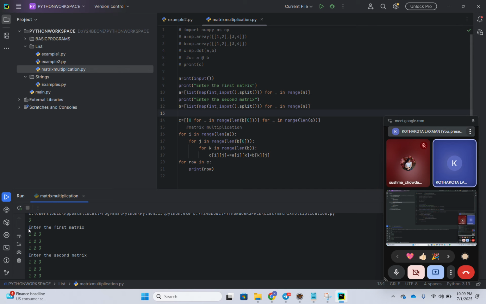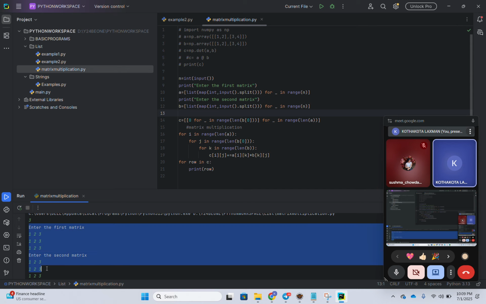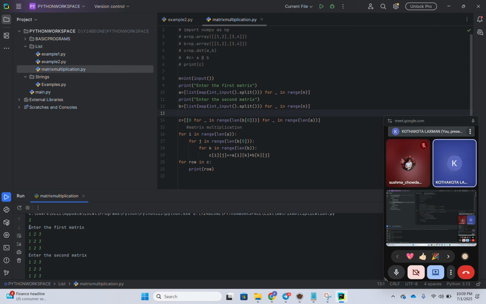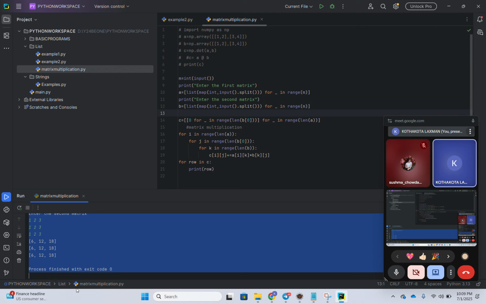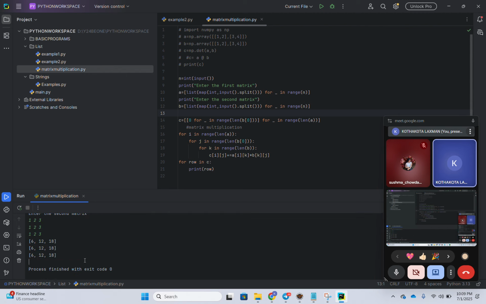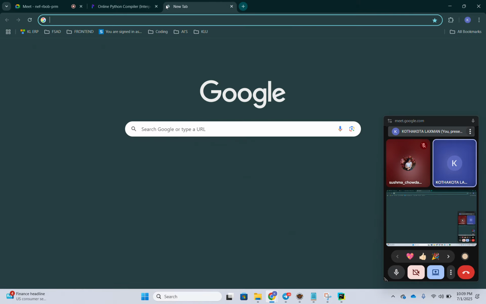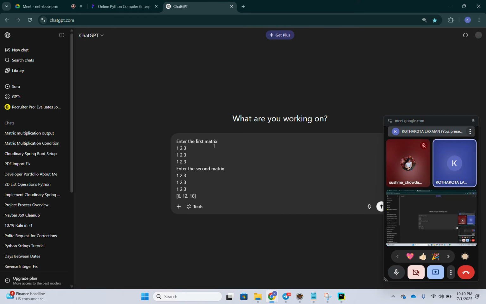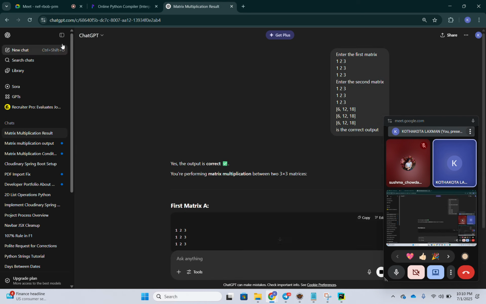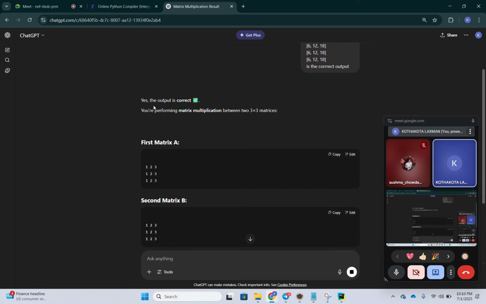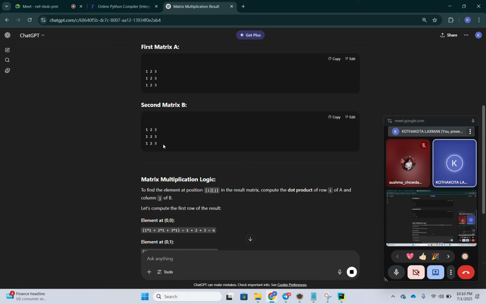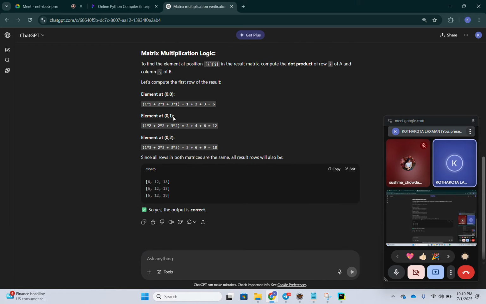I'm going to check again in another tool. Yes, the output is correct. Multiplication of matrix 1 to 3, 1 to 3, it will be 6, 12, 18.